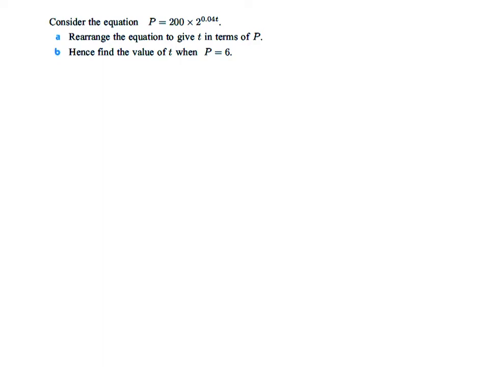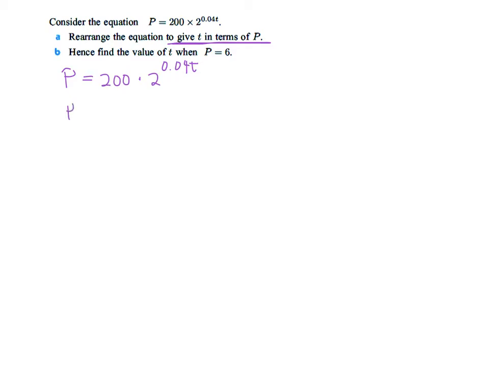Consider the equation p is equal to 200 times 2 raised to the 0.04t. Rearrange the equation to give t in terms of p. That means what is t equal to in terms of p? So first, write the problem. p is equal to 200 times 2 raised to the 0.04t. In order to solve for t, let's divide by 200 on both sides.